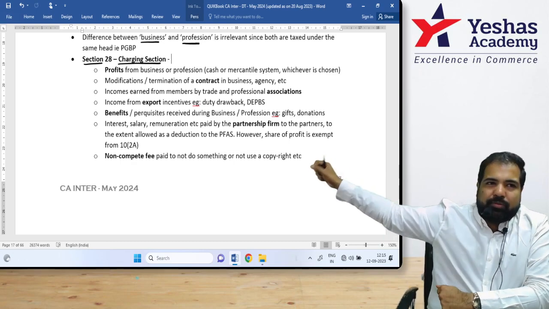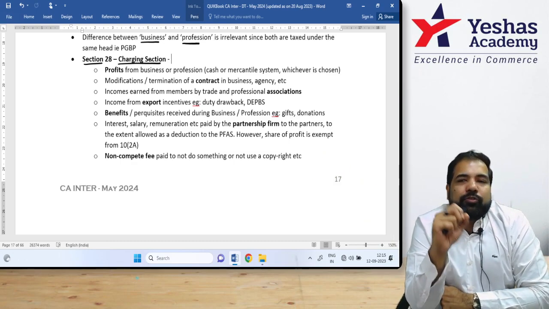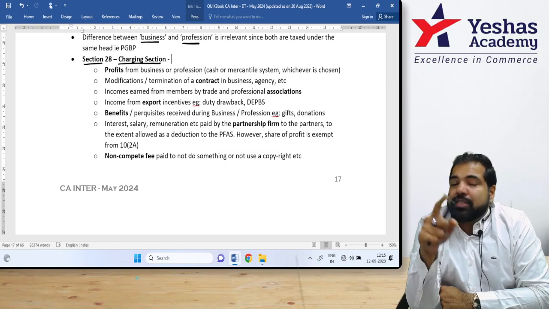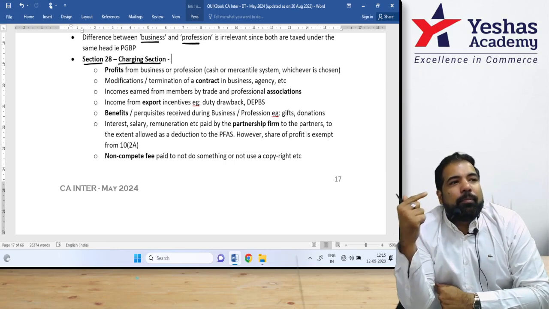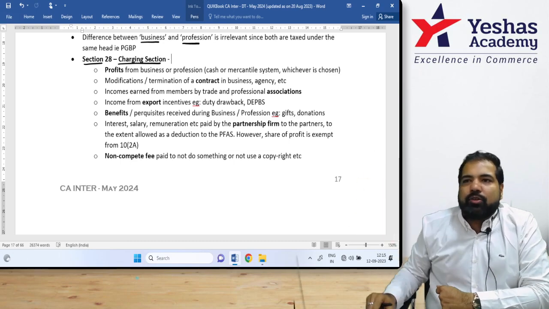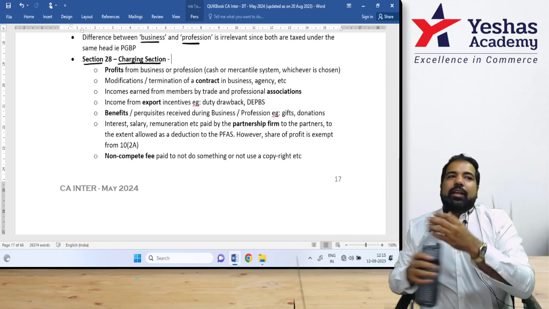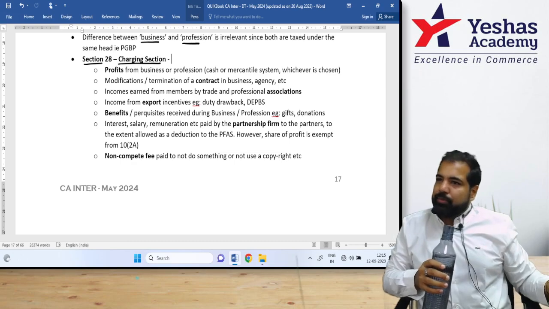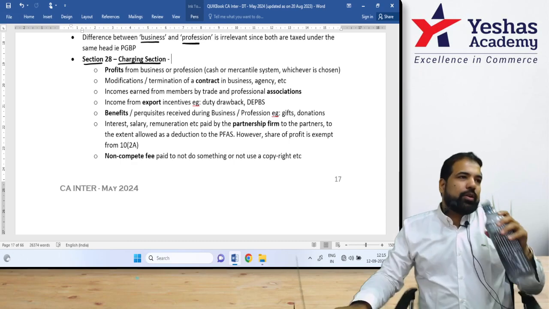Which here, guys, PGBP. Guys, partners in a partnership firm, they get salary and interest, which we call as P salary, P interest. Guys, salary generally goes there. Salaries, interest generally goes there. But P salary and P interest will go under which head here, guys? PGBP.